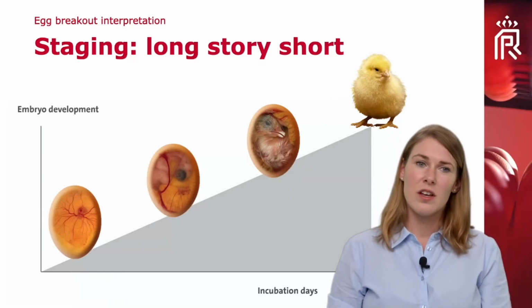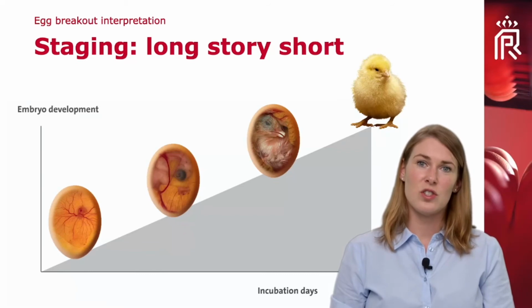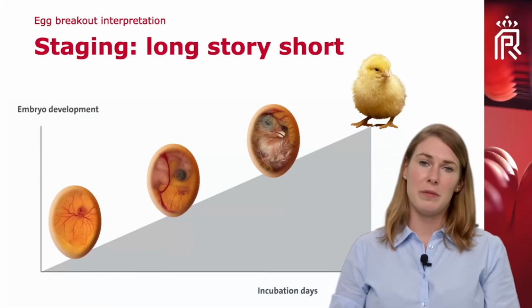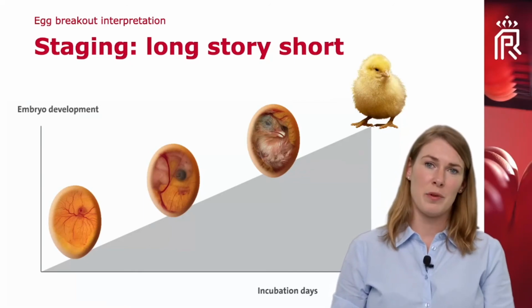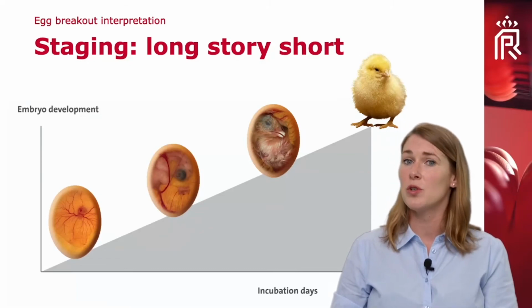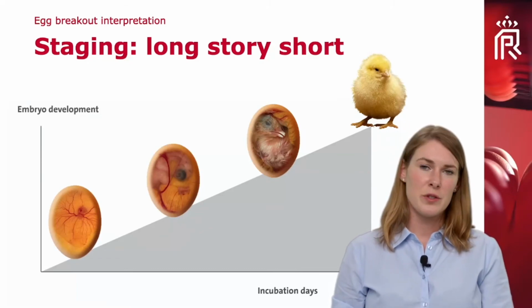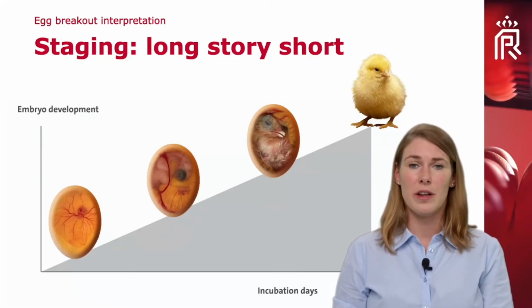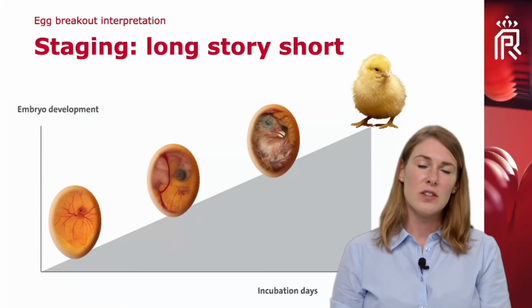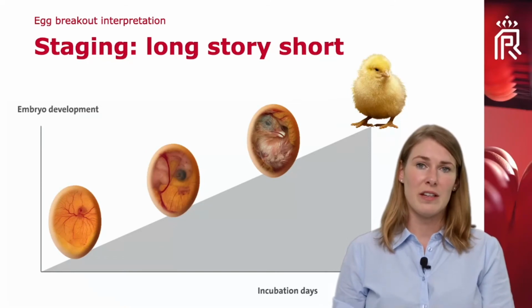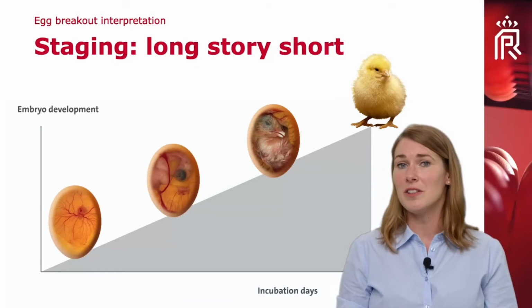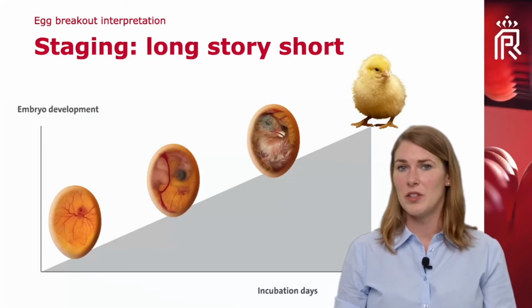It changes. So also the development changes gradually over time. Every hour, every minute, or even second, something is happening with the embryo. Something is changing. It's growing. It's maturing. So if you have 2 eggs that you open that were, for instance, set at the exact same time, they might still look a bit different because we just have individual differences. Remember that it was a live being, so it happens gradually.